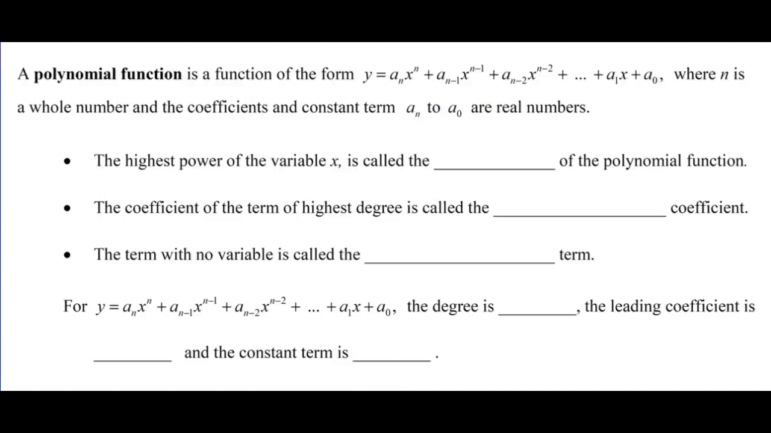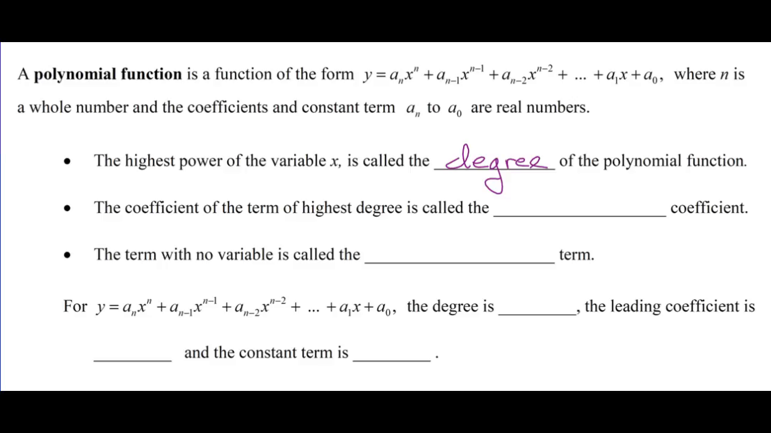A polynomial function is a function of the form y equals a sub n x to the n plus a sub n minus 1 x to the n minus 1 and so on, all the way down to a1x plus a0, or a naught if you're British, where n is a whole number and the coefficients and constant term a sub n to a sub 0 are real numbers. Okay? The real numbers, like not the square root of negative 4, but any other number. The highest power of the variable x is called the degree of the polynomial function, right? So we just look for the highest exponent. That'll be the degree of the function.